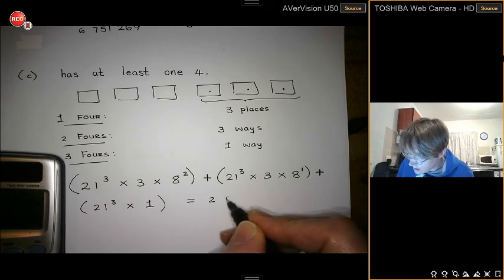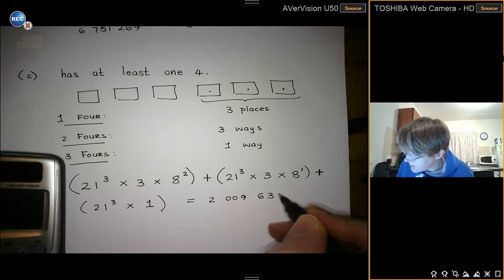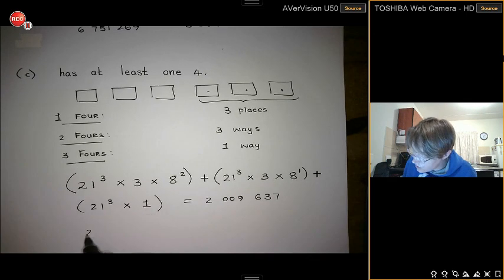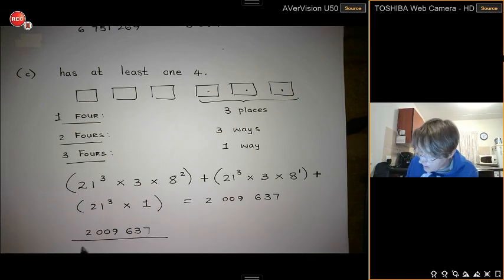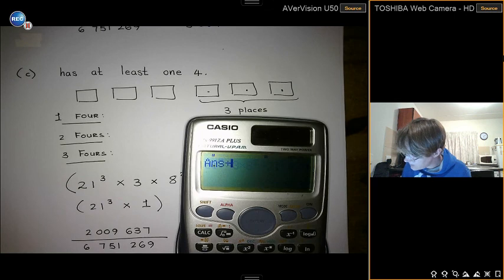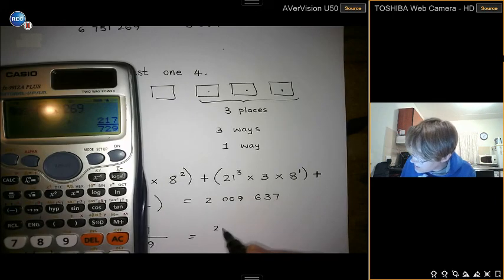2 million. Is that 2 million? Yes, that's 2,009,637 ways that I can do it. So I'm going to put that 2,009,637 ways that I can do it over that previous answer, which is the number of ways, the 6,751,269. So let's just divide that. And that's then going to be 217 over 729.